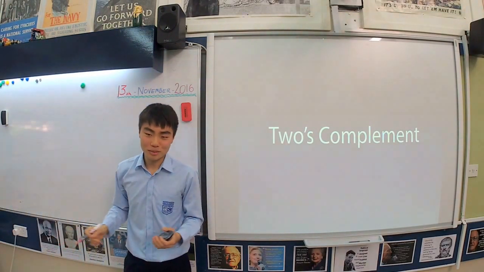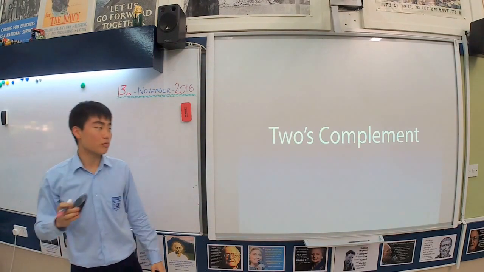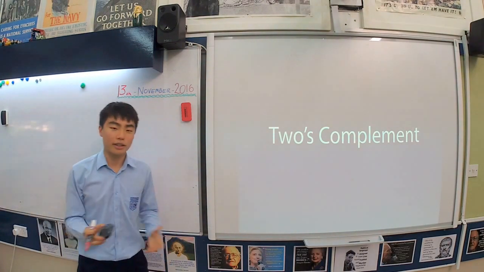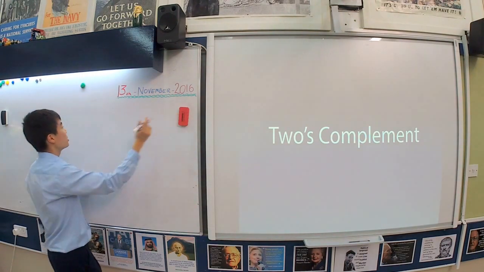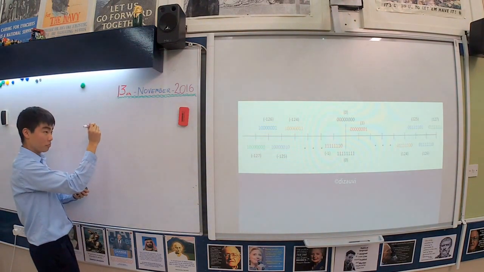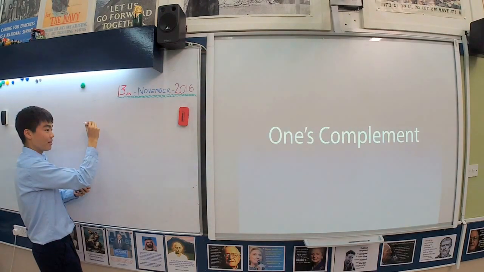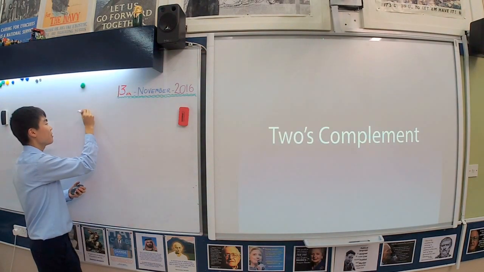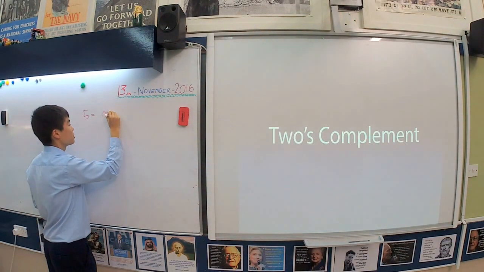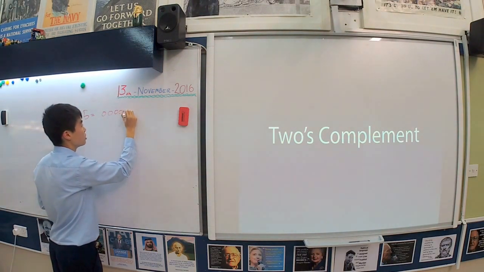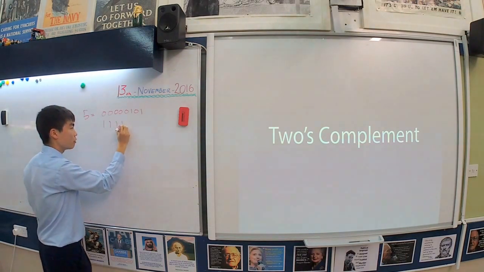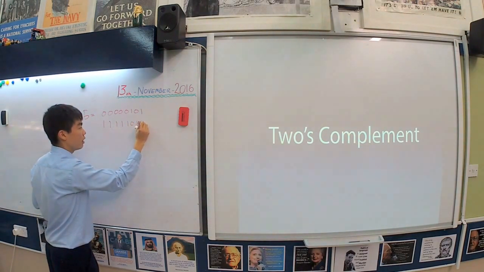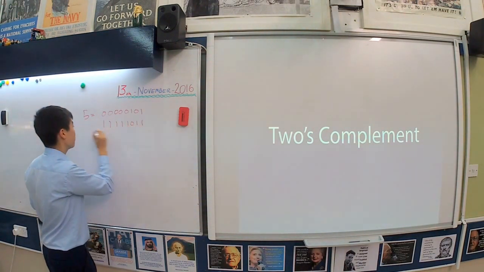So that is 2's complement, and something that's really good about 2's complement is actually a lot of good things. First of all, let's say we start off with the number 5, which equals 0, 0, 0, 0, 0, 1, 0, 1. To get the actual 2's complement value, we flip all the digits, and then we add 1 onto it, so negative 5 will be this.